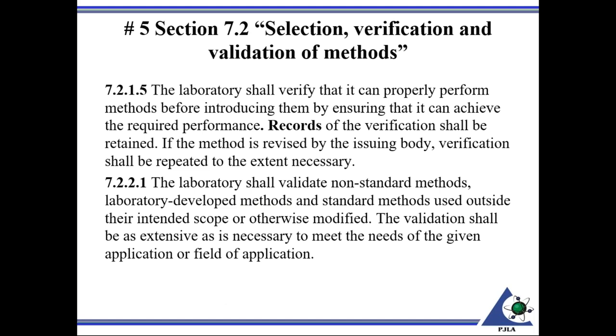So verify, 7.2.1.5, we're talking about verification. Here's an example: if you want to expand your scope, and let's say you want to start doing torque wrench calibrations, you want to add them to your scope, you have to verify that you can actually perform the procedure. That could be done in various ways. You could do a proficiency test to verify that you can operate the procedure, or perhaps checks against a good reference value that you may have in place. Either way, looking for records of verification.